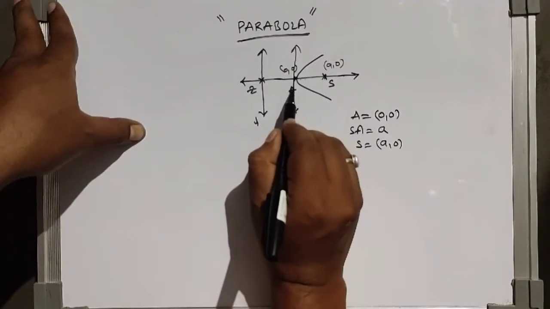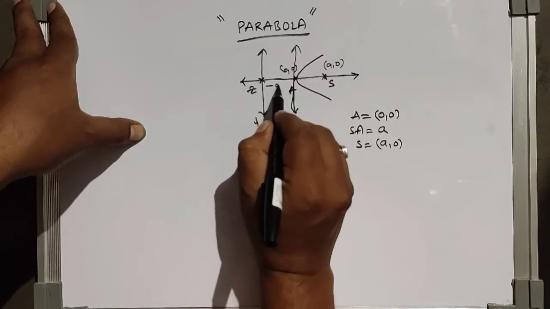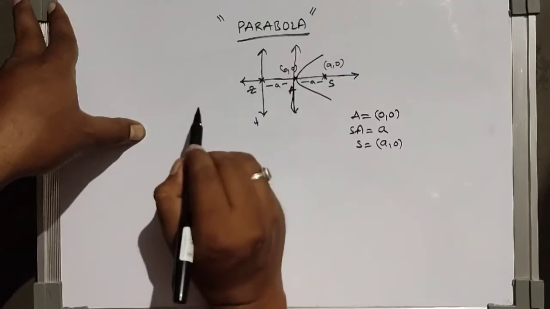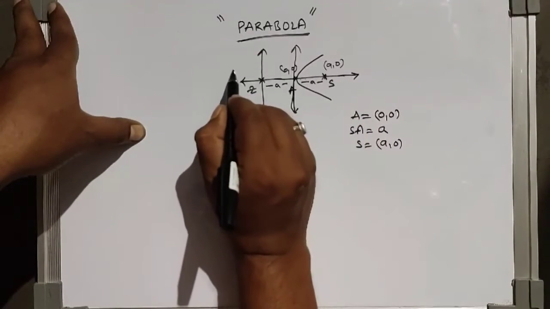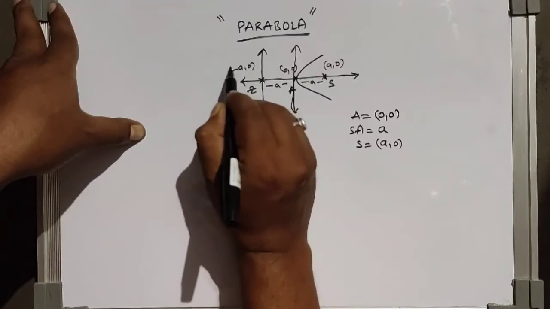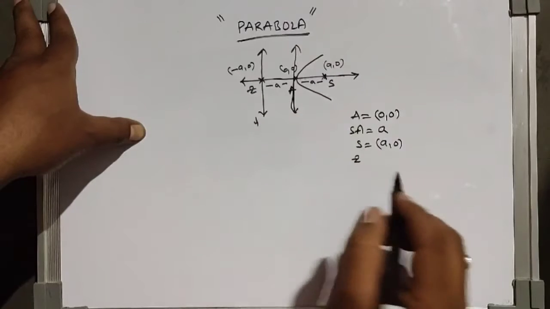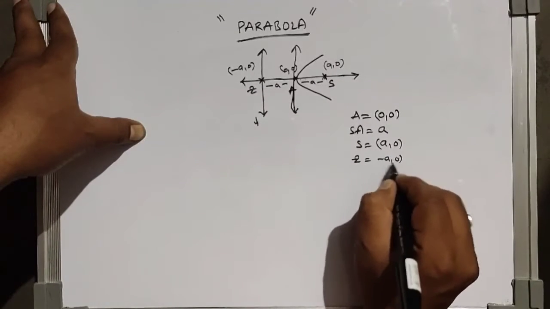Now A is the midpoint of Z and S, so this distance is also a. So when SA is a, then ZA also becomes a. So if S becomes (a, 0), then Z becomes (-a, 0). I'm taking Z, the projection of S on the directrix, as (-a, 0).